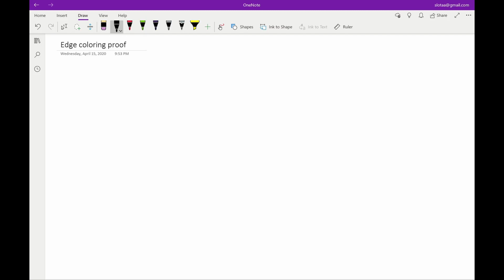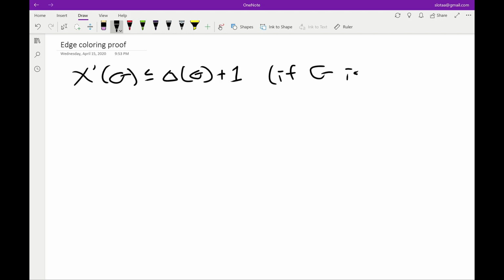Okay, so here we go. What we're going to show right now is that the edge chromatic number of G is less than or equal to the maximum degree of G plus 1, specifically if G is simple. So let's consider.